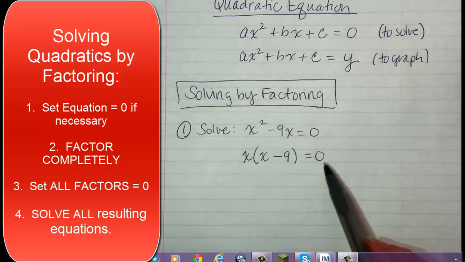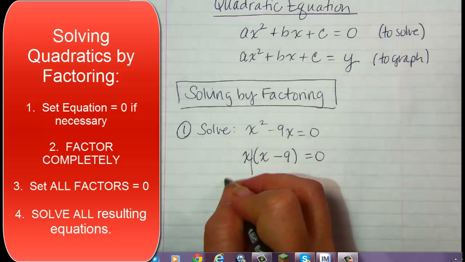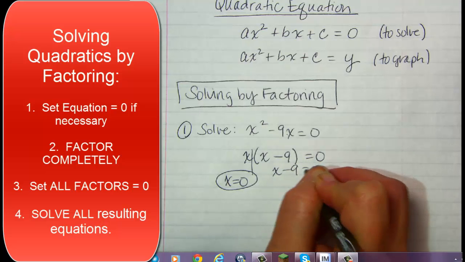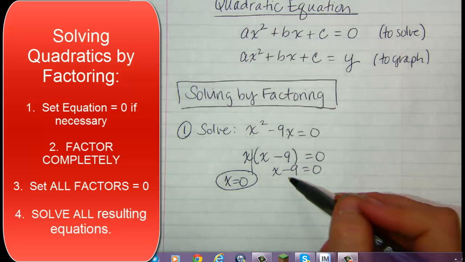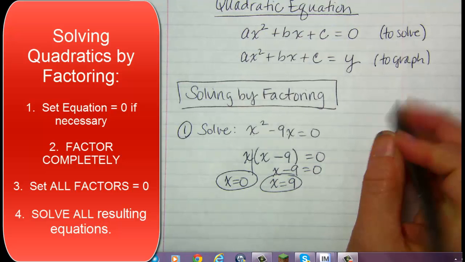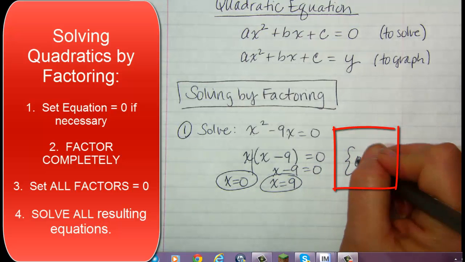Now you set all factors equal to 0. So I'd set x equal to 0, and there's one solution. And I'd set x minus 9 equal to 0, and solve: add 9 to both sides. So x equals 9. So your solutions, if you want to use set notation, are 0 and 9.